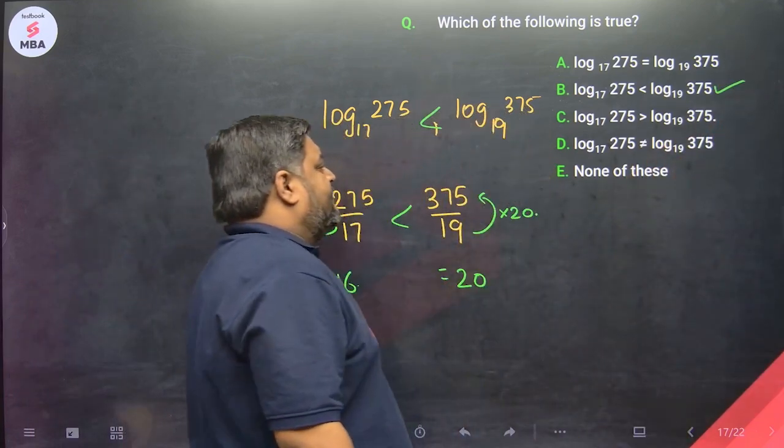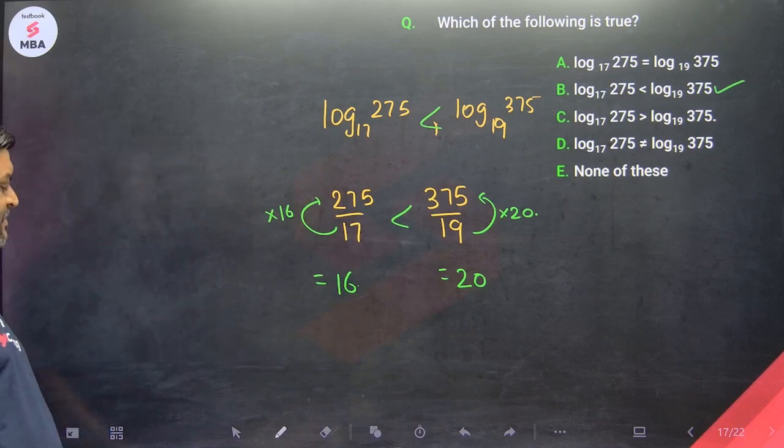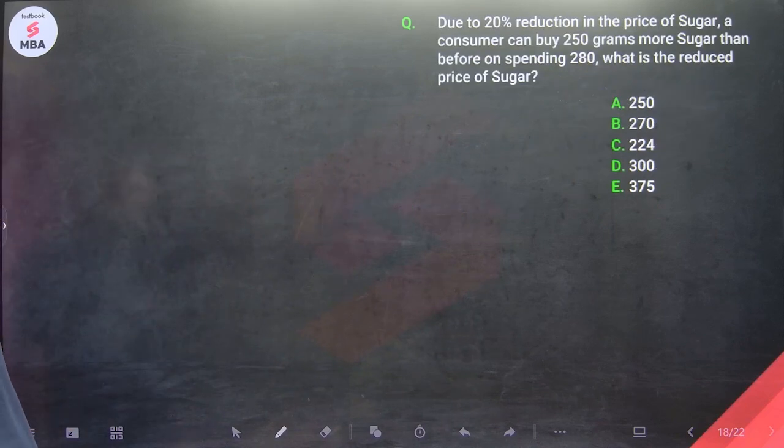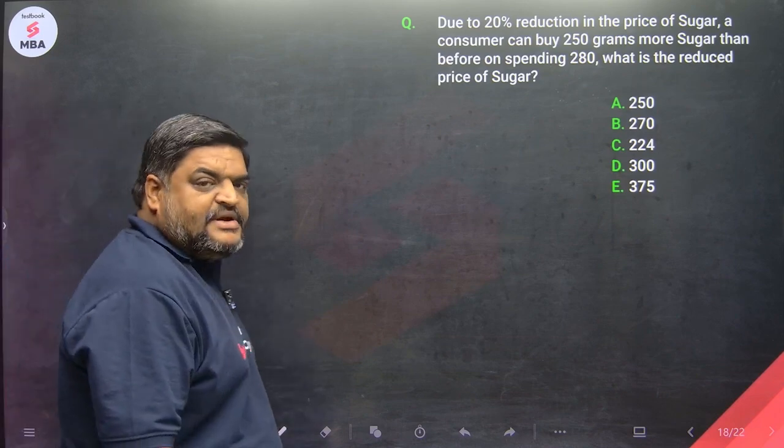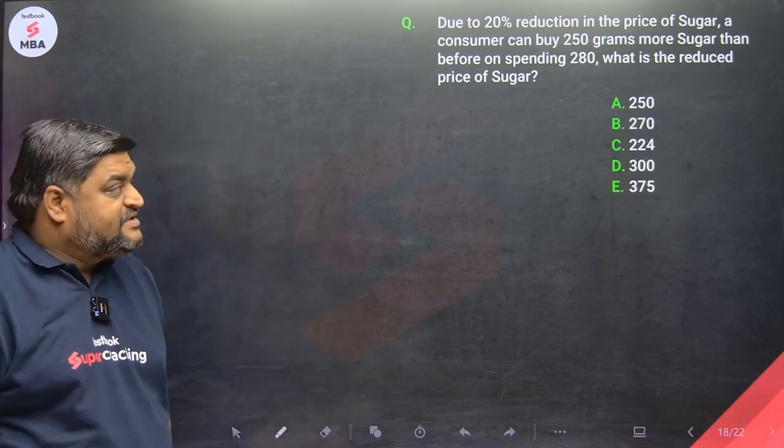Got it? चलो, नेक्स्ट क्वेश्चन बेटा, लेट्स क्विकली जंप टू नेक्स्ट क्वेश्चन.